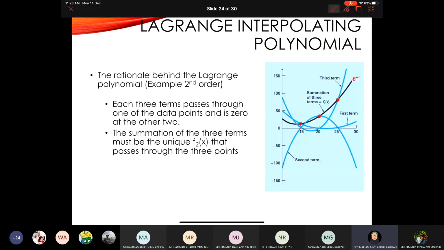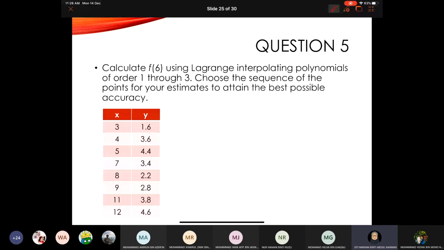So this is the same question basically as question 4. So tapi using Lagrange. So instead of using Newton interpolating polynomial, now you're going to use Lagrange interpolating polynomial. So you can also choose the sequence. So kalau tadi kita guna, kalau awak guna 4, 5, 7, 8, so stick to the same points. Sebab you will see at the end of the question ni, you will see that the answer will be exactly the same as Newton interpolating polynomial. Cara je lain.